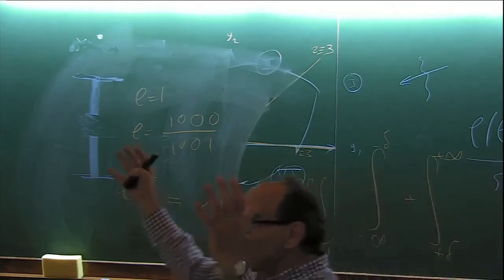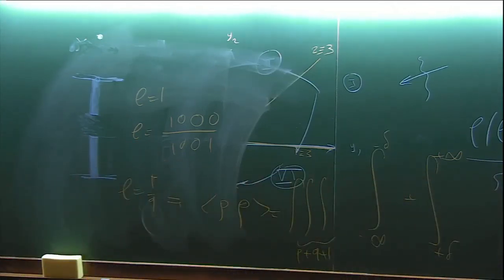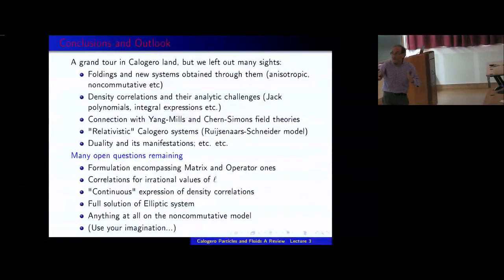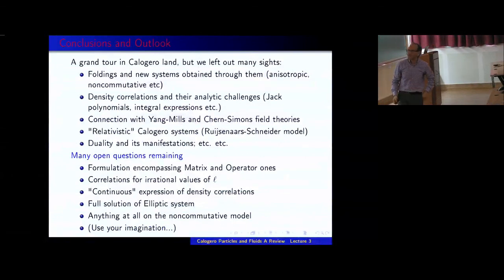This means that this 2002 variables integration is equal almost to that other integration. So it cries for a better expression, for a different way of approaching the problem in which the form of the answer is continuous in L. The elliptic model is still full of challenges. Its full solution is missing and very little is known about it.